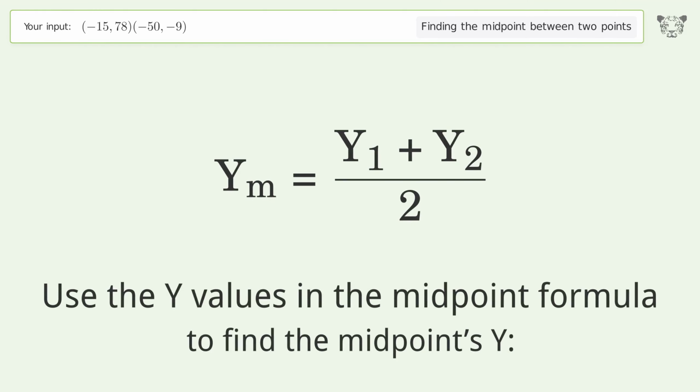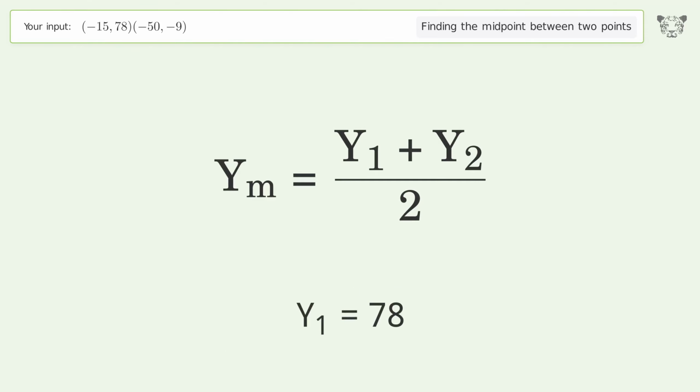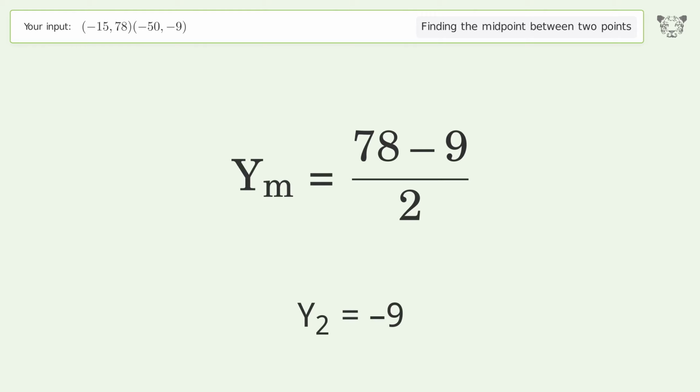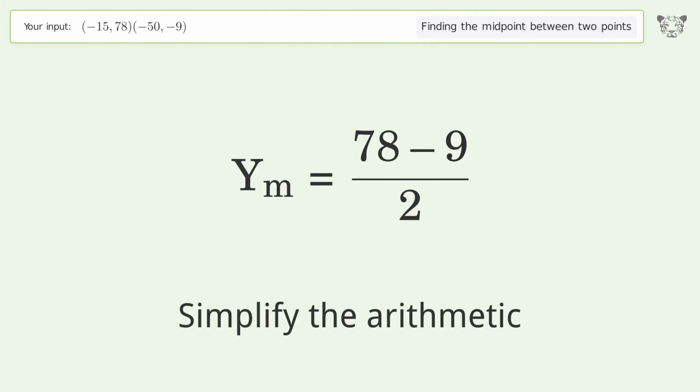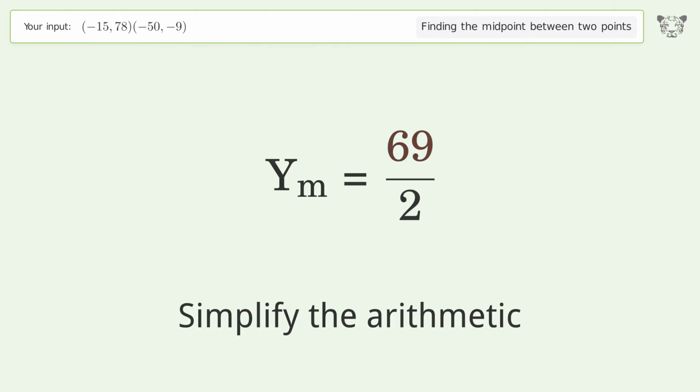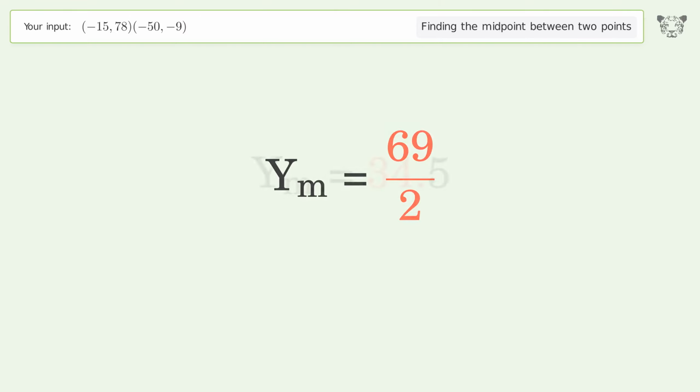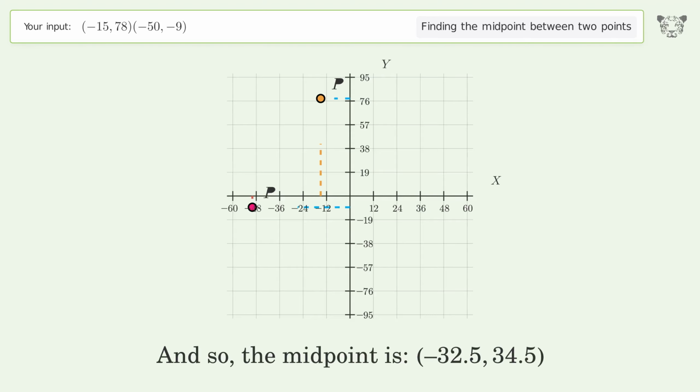Use the y values in the midpoint formula to find the midpoint's y. y1 equals 78. y2 equals negative 9. Simplify the arithmetic. And so, the midpoint is negative 32.5, 34.5.